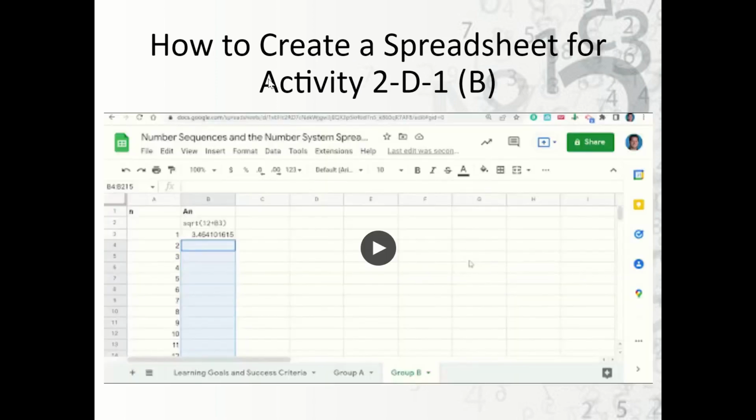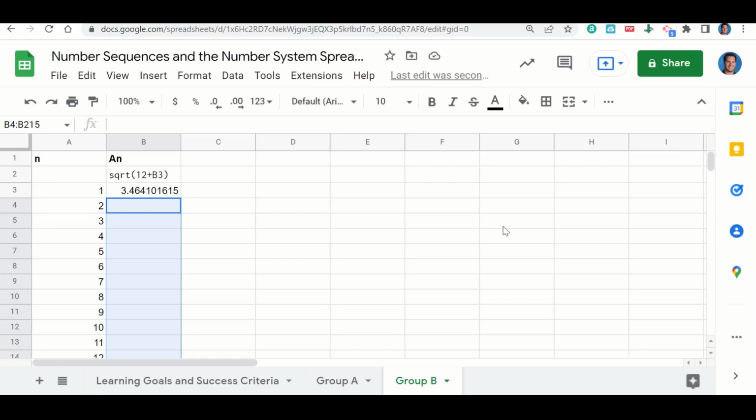And we'll go ahead and check this on our spreadsheet. So there's a video here that shows you how to enter these values into the spreadsheet and see what we're getting closer to. So go ahead and watch this video. Let's talk now about how to complete the number sequences and the number systems spreadsheet. And this is the part for group B. So this is the second tab.